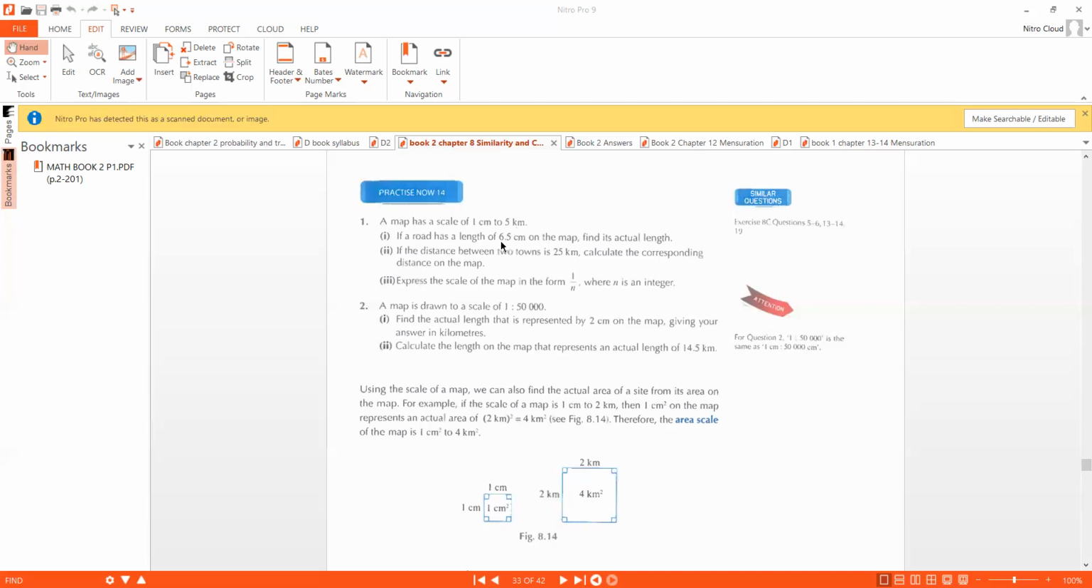So you don't need to go for further conversion because it is not asked. When you are given the 25 kilometers, what will we do? 1 over 5 centimeter equals 1 kilometer, and then 25 kilometers equals 25 over 5 centimeters. That would be the conversion, but you don't need to convert it into a further smaller denomination.